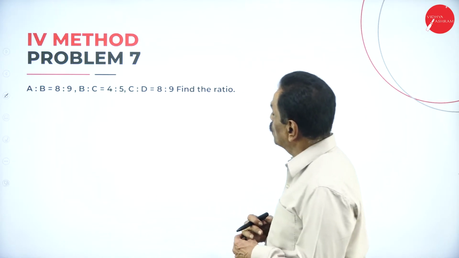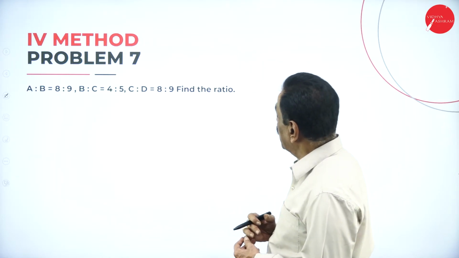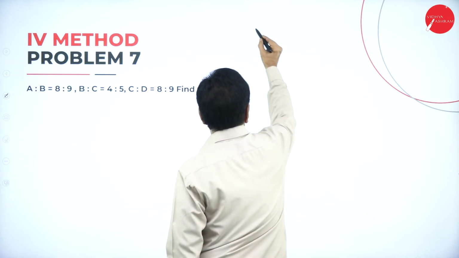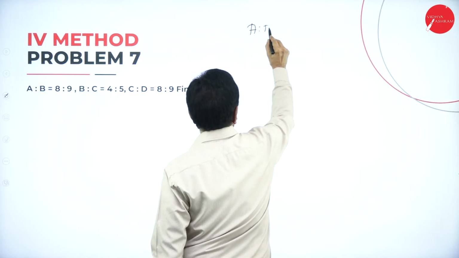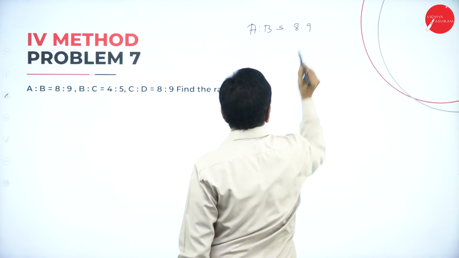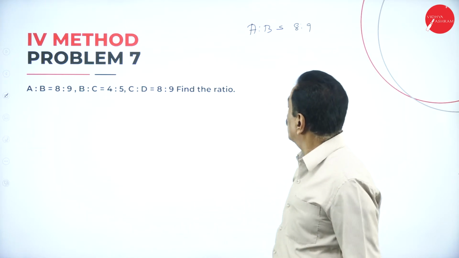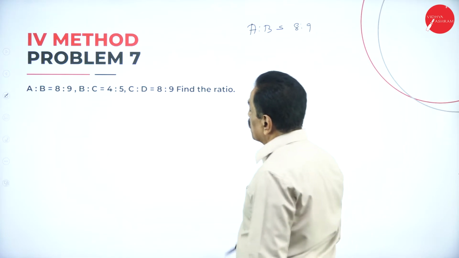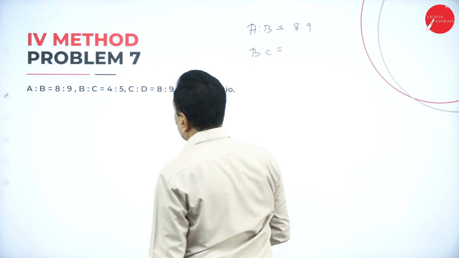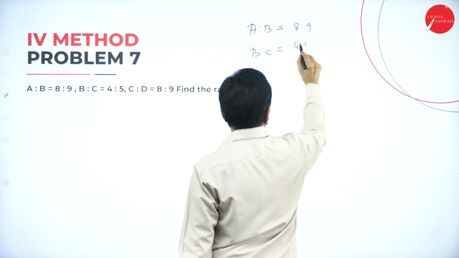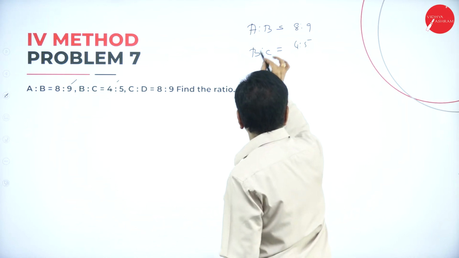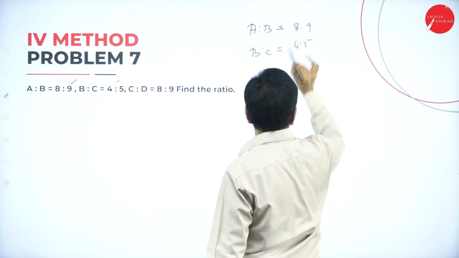Then A is to B is 8 is to 9, B is to C is 4 is to 5, C is to D is 8 is to 9. Find the ratio slowly. A is to B is equal to what? 8 is to 9. B is to C is 4 is to 5. This and this have been taken. So here also B, here also B. What's the B value? 9.